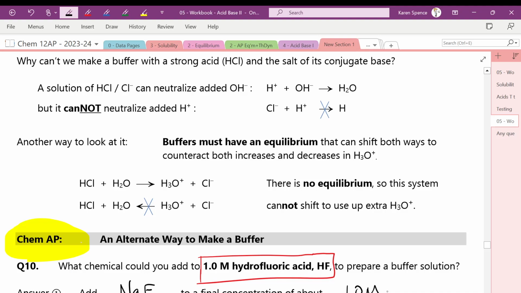There is something else that you could add to this solution and end up with a buffer. I want you to think about it. We could add potassium fluoride. We're not going to add potassium fluoride. Think about it. Francium fluoride, there we go. Something that will not create a radioactive buffer. Something that does not contain fluoride.